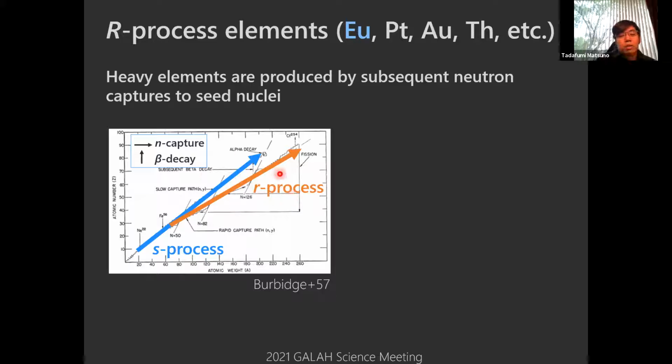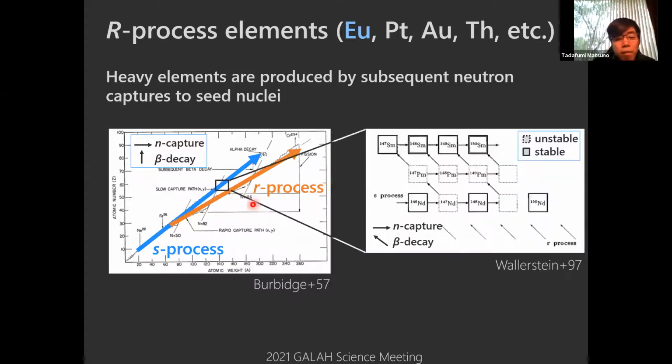If this reaction occurs, firstly neutron-rich nuclei are produced, and then these unstable neutron-rich nuclei experience a number of beta decays until they hit the stable nuclei. The first process is called the s-process, and the other is called the r-process. Here's a close-up of this region, although the horizontal axis is changed from atomic weight to the neutron number. It's a bit different, but basically the same information.